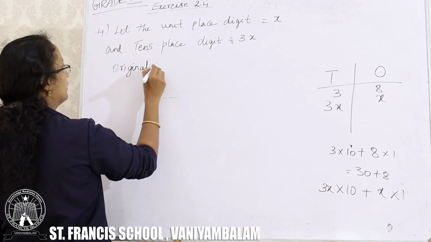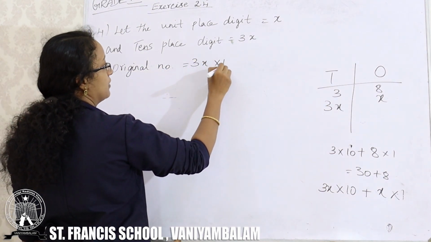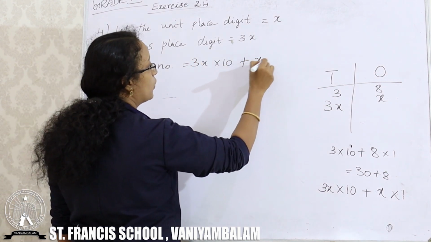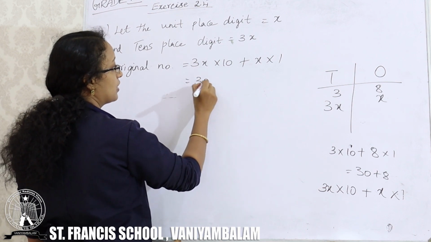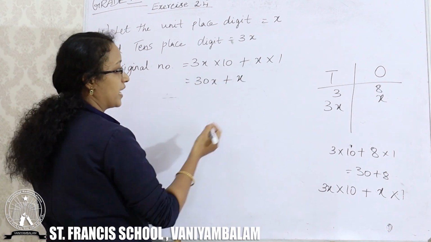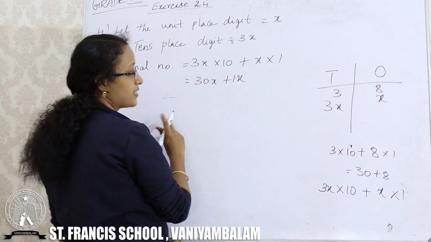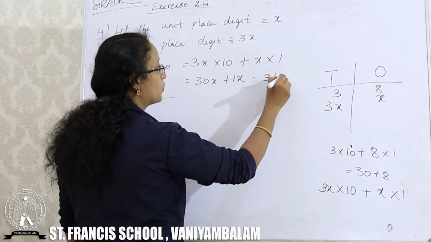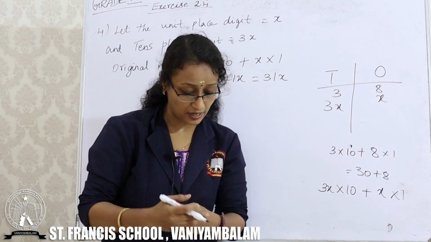Original number is 3x into 10 because it is in the tens place. Then in the ones place we have x. So 3x into 10 is 30x plus x into 1 is x, or 1x. You can write 1x also. Now we have 30x and x, both are like terms, so you can add them and you will get 31x. We got the original number as 31x.